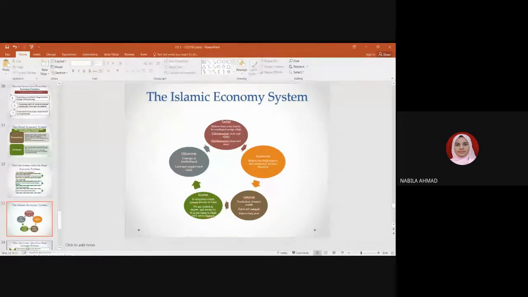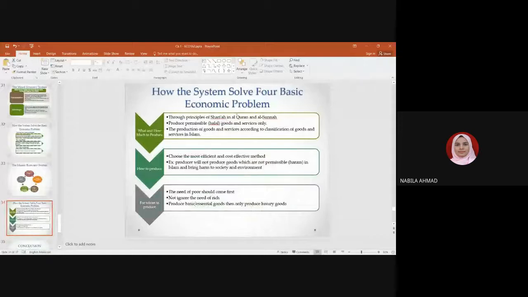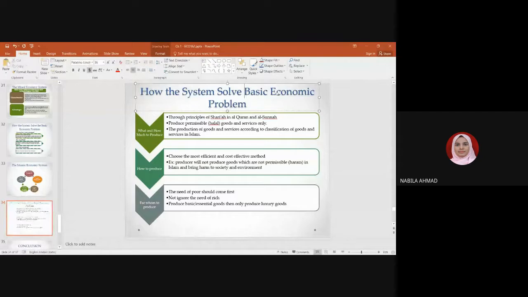Okay. So how does this system solve the basic economic problem? What and how much to produce depends on Sharia, Quran and Sunnah. So the country will produce permissible goods, halal goods and services. And the production of goods and services is according to the classification of goods and services in Islam. So nanti chapter tu kita belajar apa classification of goods ataupun hierarchy of goods itu.